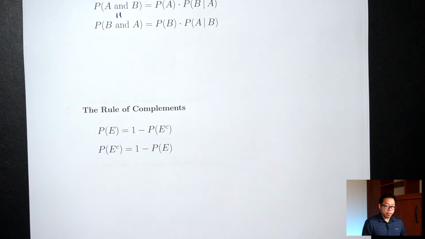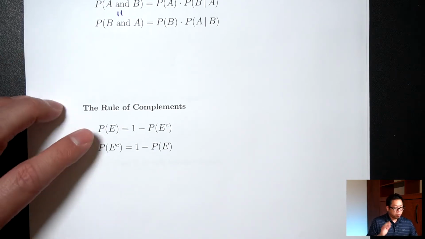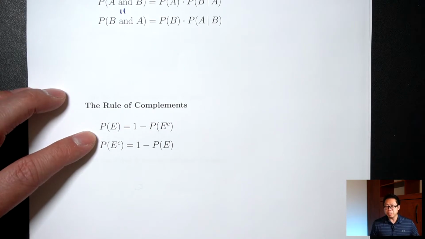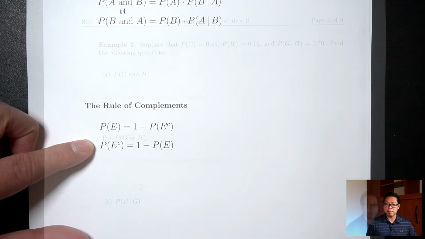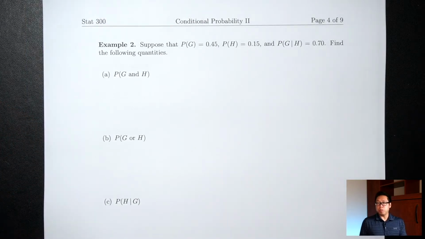Last set of formulas we'll need is called the rule of complements. So if E represents it rains today, the complement, remember, just add on the word not. So the complement would mean it does not rain today. And all these 2 formulas are saying is that if you know one of them, do 1 minus and you'll get the other one. That's all these 2 are saying. When would we use those formulas?